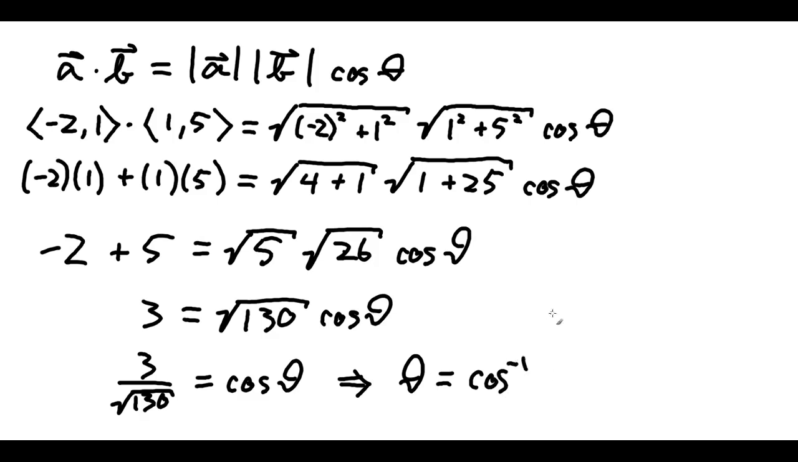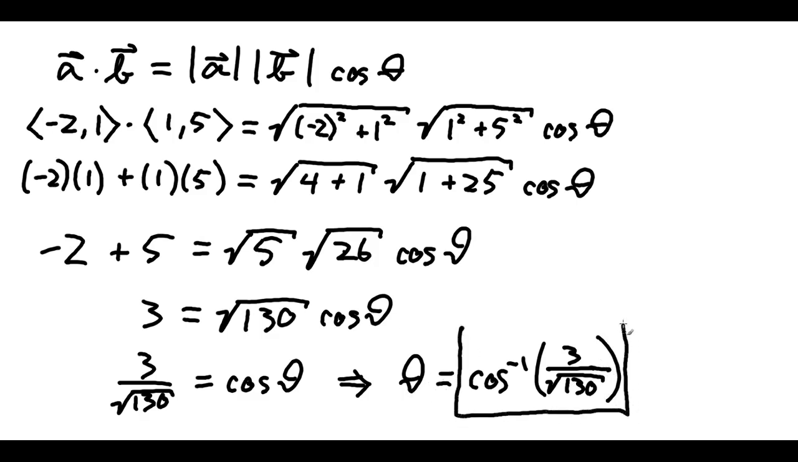The arc cosine gives us an angle between 0 and pi, or between 0 degrees and 180 degrees, and that's what we want here. So we can just say that theta is equal to the arc cosine of 3 divided by the square root of 130. And if you are doing something where it just asks you for an exact answer, that would be the solution.